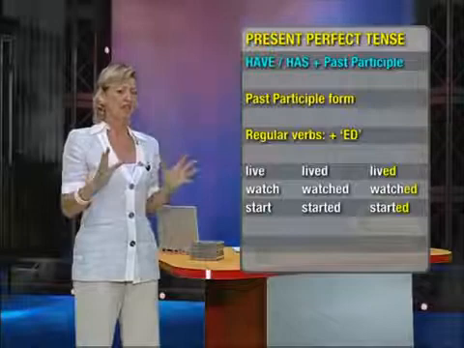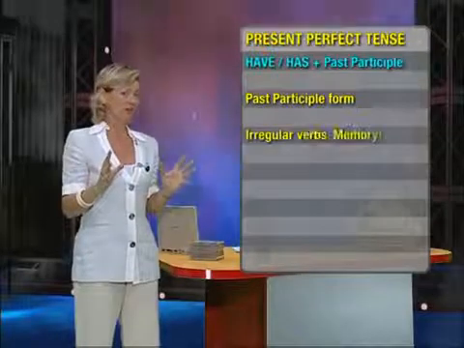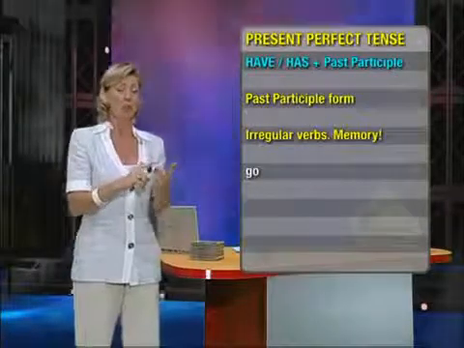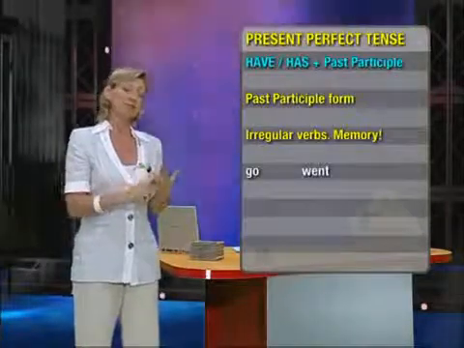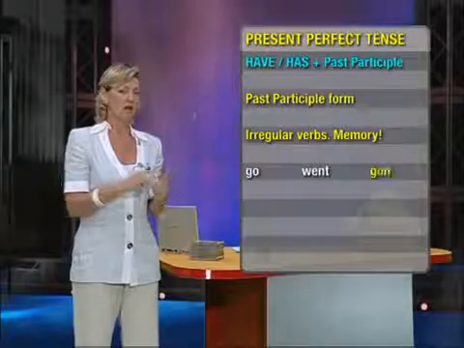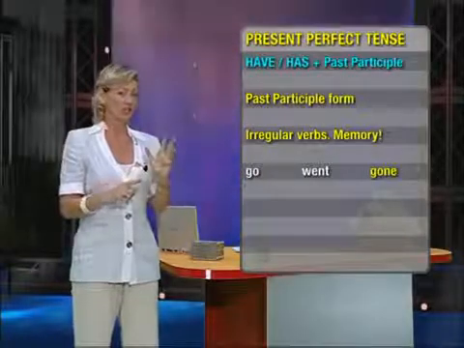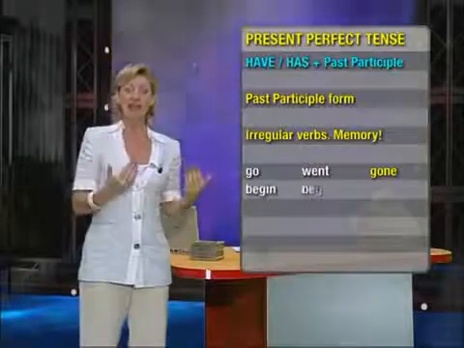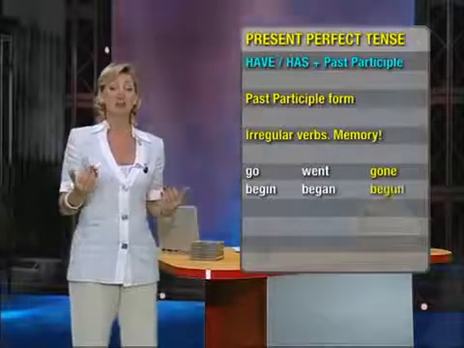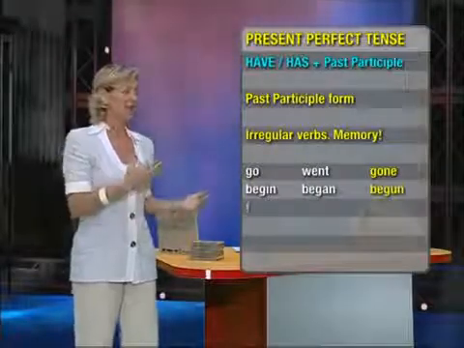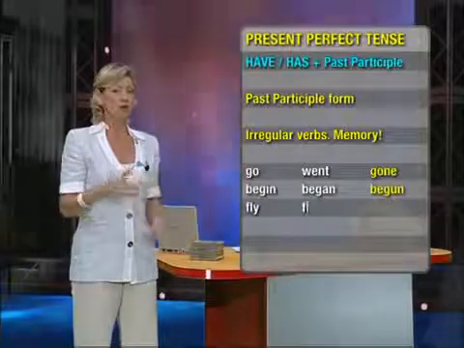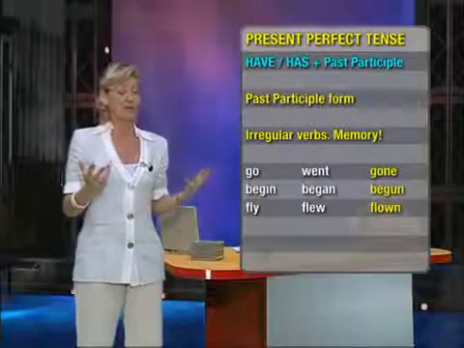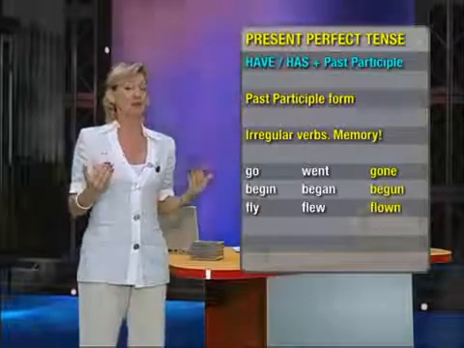Now things change in the irregular verbs. Let's look at an example. Go: the past tense of go is went, and the past participle is gone. Go, went, gone. You see it changes. Another example, begin, past tense began, and then begun, the past participle. Fly, flew, flown, past participle. Now here, like the past tense, you have to memorize them by heart.